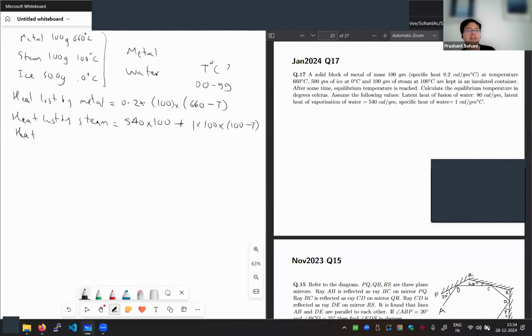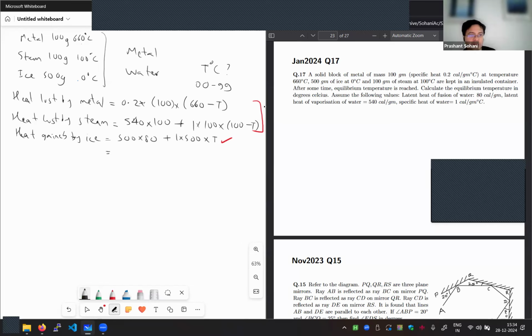And then what is the heat that is gained or absorbed by the ice? So ice starts at 0 degrees. So first all the 500 grams of ice has to become water. So that will require 500 into 80, this many calories. And then the 500 grams has to heat up to T degrees. Okay. So these two are losing heat and this is gaining heat. And so the sum total has to be matched. So therefore, the heat gained by ice has to be equal to the sum of the previous two.